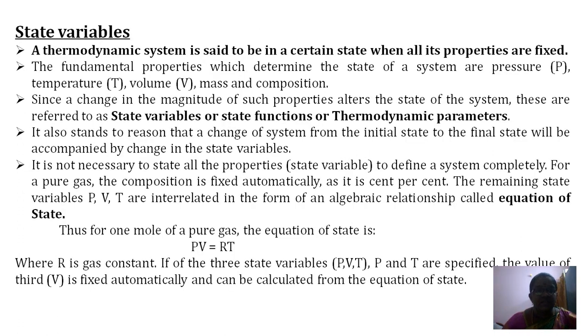Now there are some state variables. A thermodynamic system is said to be in a certain state when all its properties are fixed. The fundamental properties which determine the state of a system are pressure, temperature, volume, mass and composition. Since a change in the magnitude of these properties alters the state of a system, they are referred to as state variables or state functions, the thermodynamic parameters.